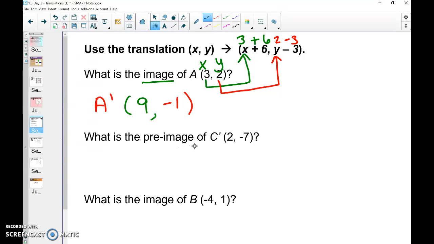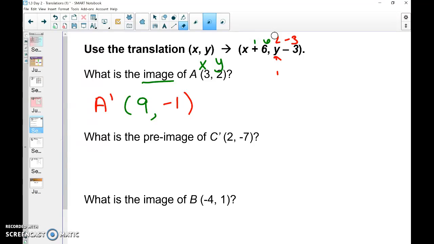Now, what is the pre-image of C prime? That means I'm going backwards. So instead of plugging this in, this is the number that they got out of this equation when they plugged in the original. So I'm going to erase all this stuff here just to get it out of the way.